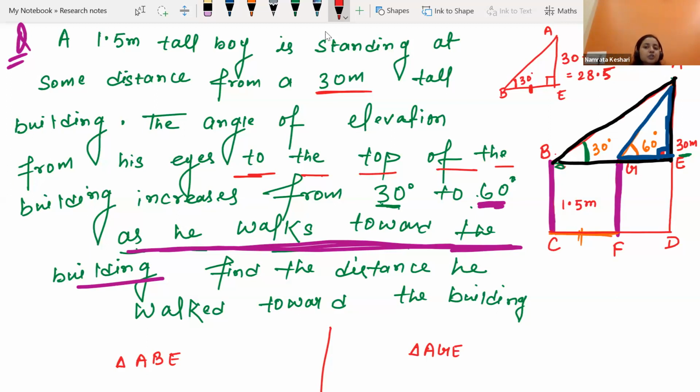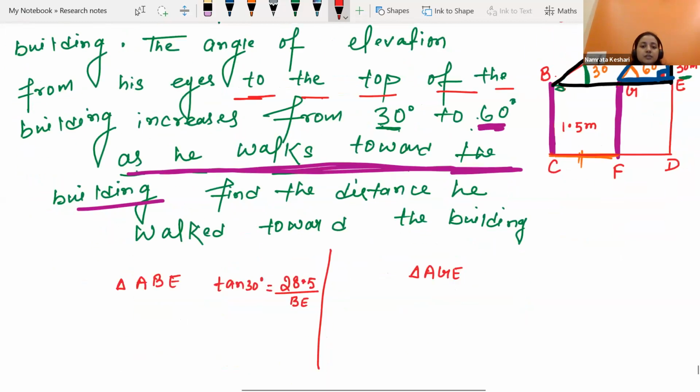Which trigonometric ratio can we use over here? Tan. Tan 30 is equal to opposite over adjacent, perpendicular upon base. Perpendicular is 28.5. Base is BE. Any confusion? If you are calling it opposite adjacent, this is what you will be getting. If you are calling the other name, this is what you will be getting.